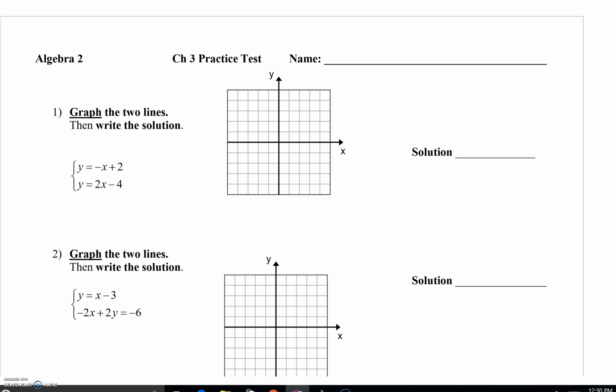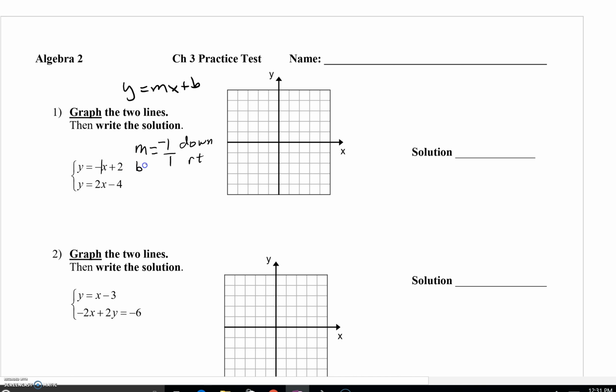For our Chapter 3 practice test, we're going to have two problems from our first learning target, solving by graphing. Obviously, we want to have y equals mx plus b. If you look at number 1, there's a negative 1x. That means your m is negative 1 over 1. Its slope tells us we have to go down 1 and go 1 to the right when we move from one point to another.